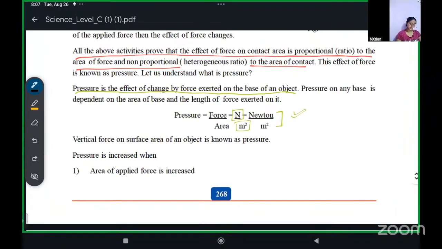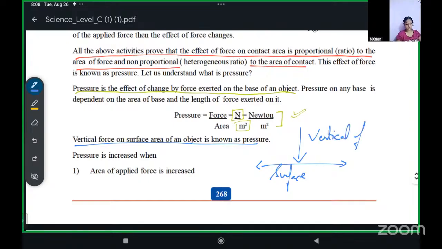Vertical force on surface area of an object is known as pressure. This is my surface, and any force applied to it like this is my vertical force. So this thing will also be known as pressure. When you are applying vertical force to a surface area, it will be known as pressure.